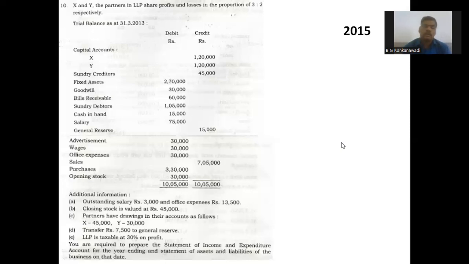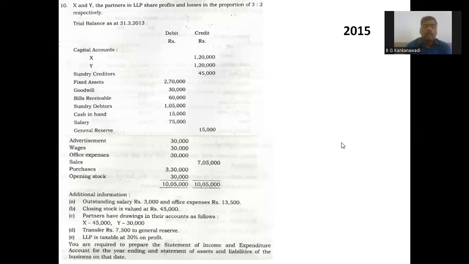The next is outstanding salary. You add in salary and take as other liabilities in the balance sheet statement. And office expense outstanding 13,500, add in the office expense, then take in the balance sheet. Then stock, first adjust in the income statement. Thereafter, you take in the balance sheet under the head inventory. Closing stock comes under inventory.